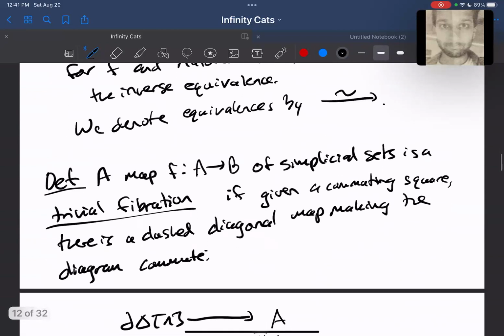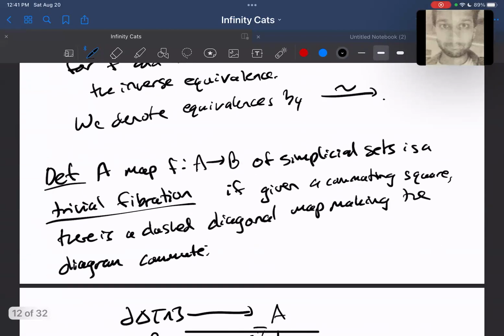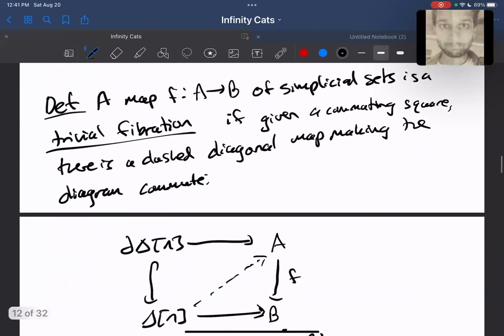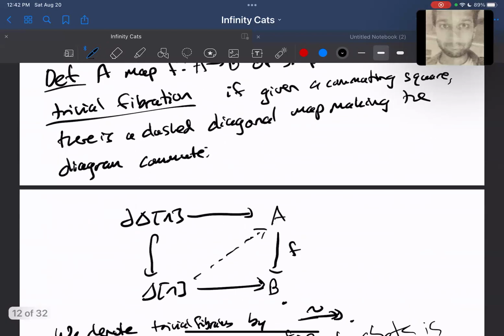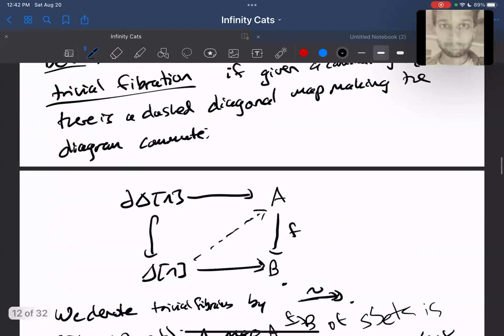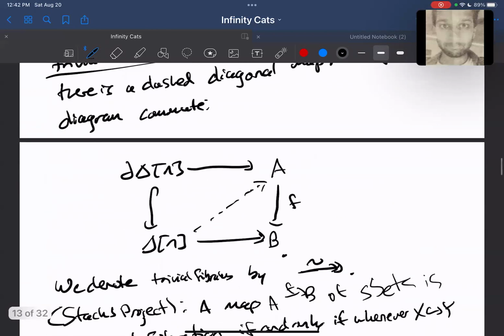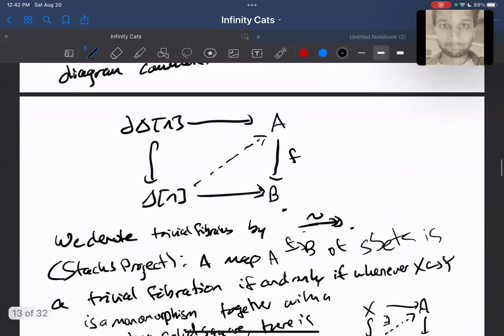So one other class of maps is we're going to have a map F from A to B of simplicial sets. It's going to be called a trivial fibration if for any commuting square like this, there's a dashed diagonal map making the diagram commute. This boundary of delta n is going to be all n minus one simplices, and everything smaller than that, all non-degenerate ones of those, but you're missing the unique non-degenerate n simplex of delta n. So we're going to denote trivial fibrations by this. So sort of like a fibration and an isofibration.